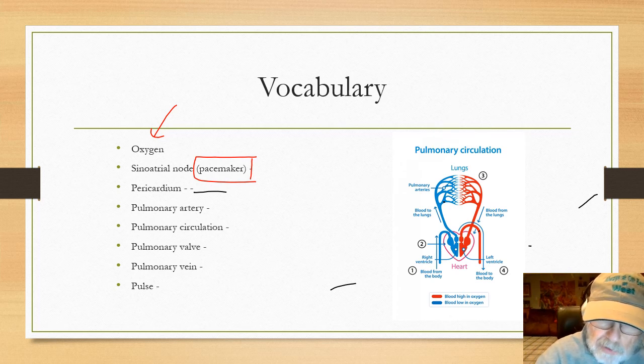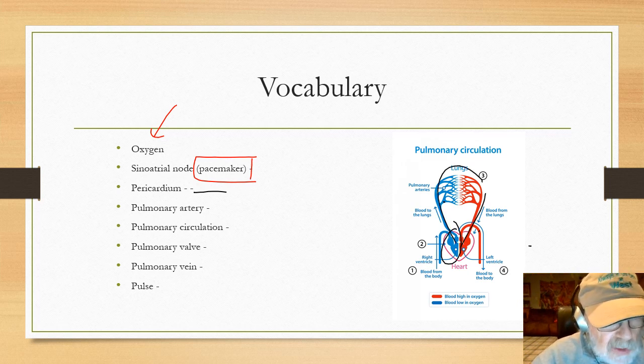And this is the pulmonary circulation. The pulmonary circulation, we know, is the circulation that goes from the right side of the heart to the lungs, and then to the left side of the heart. That's to get rid of the carbon dioxide and to pick up the oxygen. And that's the pulmonary circulation.